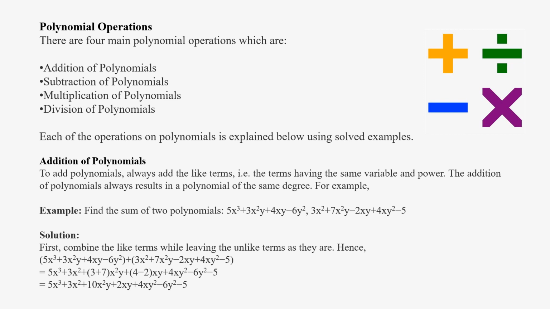Okay, so 7 plus 3, 3 plus 7, so we have 10x square y. Okay, next is 4xy. Is there any other term? You have 4xy, and there is nothing else, so you have to write it in the same way. Okay, 4xy and minus 6y square. Is there any other term related to the y square? You have to add it.